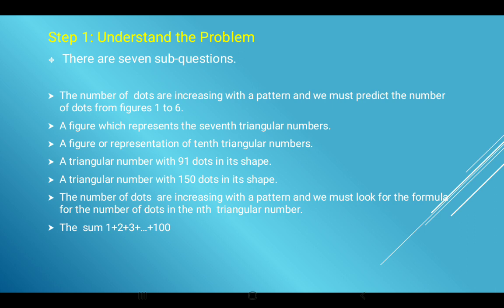There are 7 sub-questions. So we have in letter A, the number of dots are increasing with a pattern, and we must predict the number of dots in figures 1 to 6. B, a figure which represents the 7th triangular number. C, a figure representation of the 10th triangular number. D, a triangular number with 91 dots in its shape. E, a triangular number with 150 dots in its shape. F, the number of dots are increasing with a pattern, and we must look for the formula for the number of dots in the nth triangular number. And G, the sum of 1 to 100.